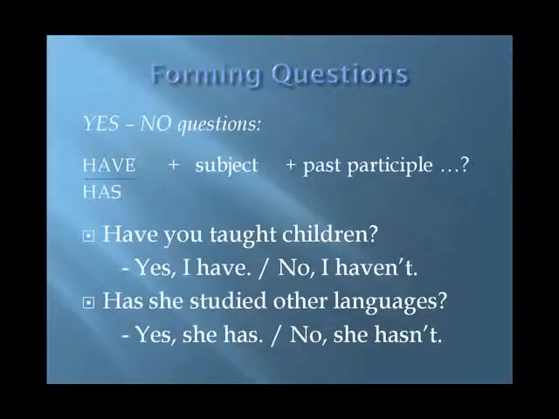Let's talk about forming questions. We'll begin with yes-no questions. Here's the structure. Use the helping verb, have or has, plus the subject, plus the past participle. Let's look at 2 examples. Have you taught children? Has she studied other languages? Watch the answers. We can use short answers to these yes-no questions. They are: yes, I have, or no, I haven't. Yes, she has, or no, she hasn't. So it's not necessary to give a full answer with the past participle.